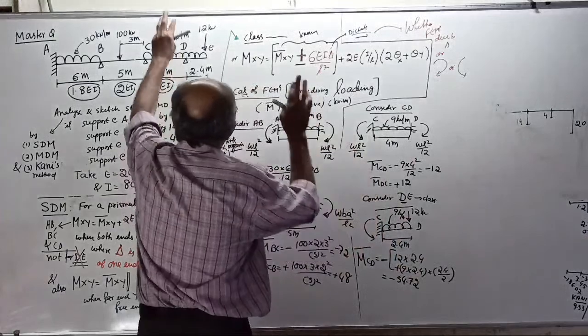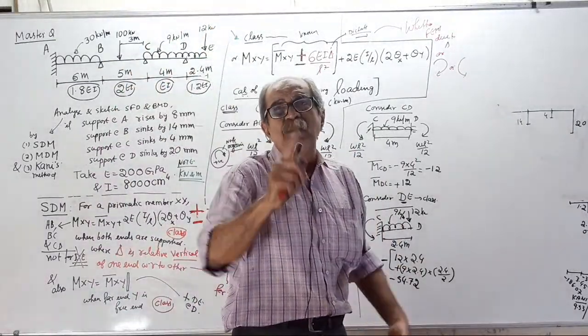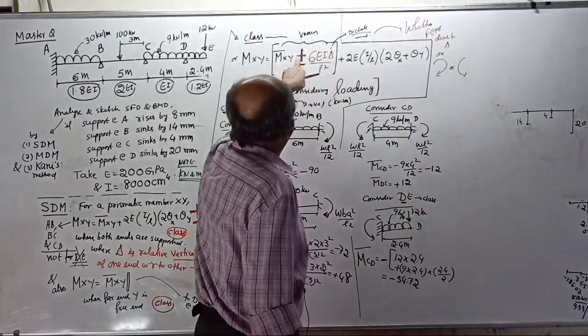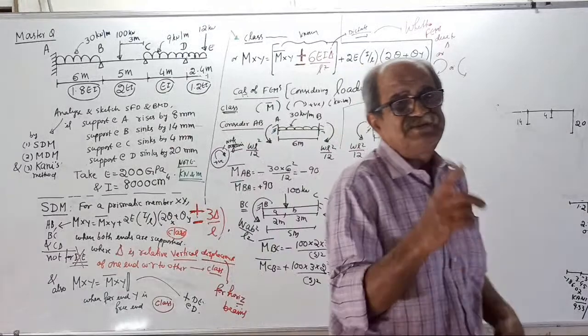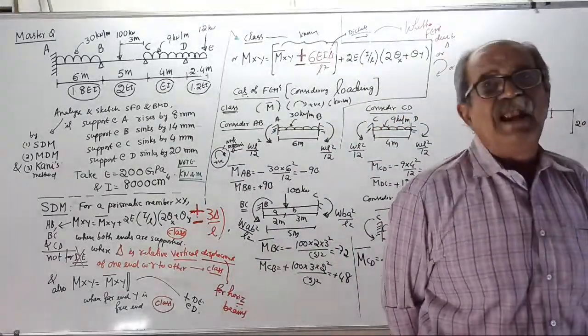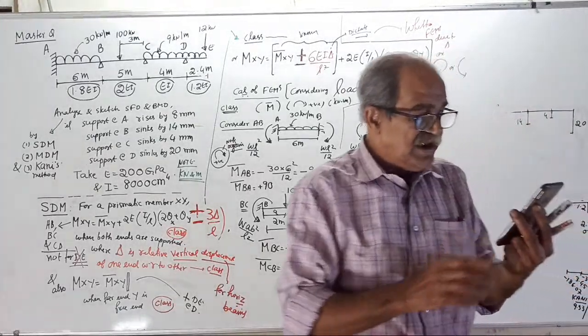Our sign is clockwise positive. Therefore, if the fixed end moment is clockwise, use what sign? Tell me. If the fixed end moment is clockwise, use what sign? That is the correct concept. Using sign for delta is a wrong concept.